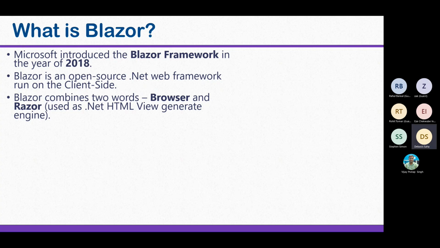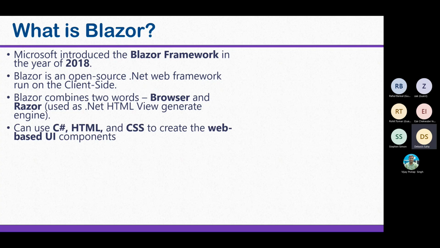As we know, Razor is a .NET based HTML view engine through which we can generate views by using server side code in the HTML part, and once this code is rendered in the browser, it renders static HTML text. In the case of Blazor, we can use different languages supported by the .NET framework, like C#, HTML and CSS, to create any type of web-based application.